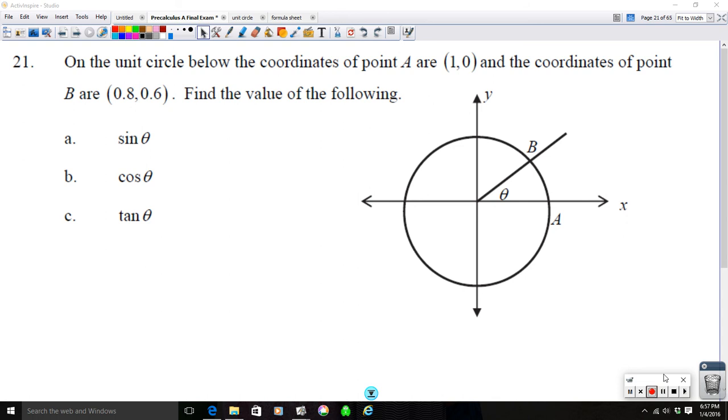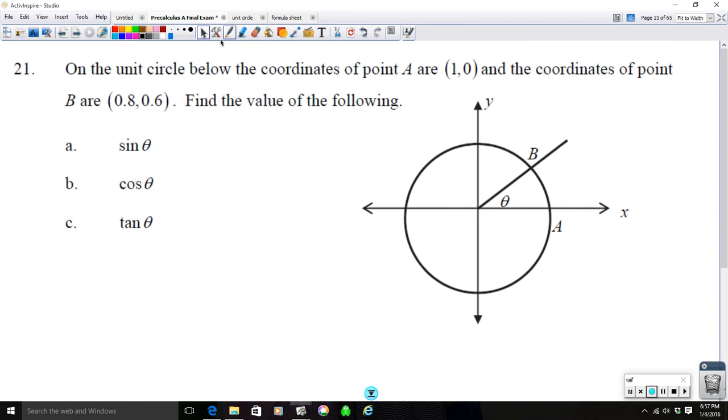Okay, so we're on question number 21 now. And we know that the radius is going to be 1, and our x value is 0.8, and our y value is going to be 0.6. Now let's go through why we know this.